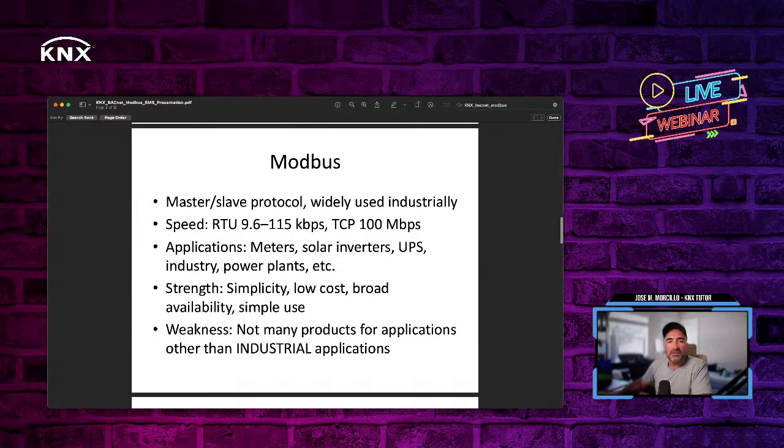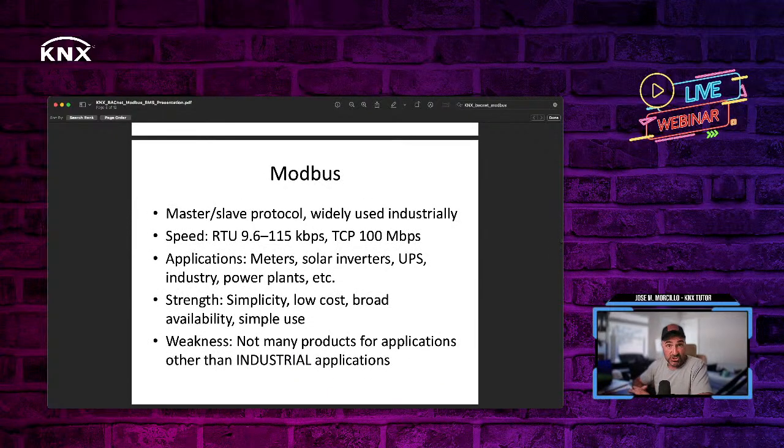So let's talk about Modbus. Modbus is cheap, first of all. This is what I like about Modbus. Compared to BACnet, for instance, it's cheaper. In BACnet, you need to pay for licenses. You don't have to pay for licenses in Modbus. It's also quite fast. If you're using Modbus RTU, it's great.